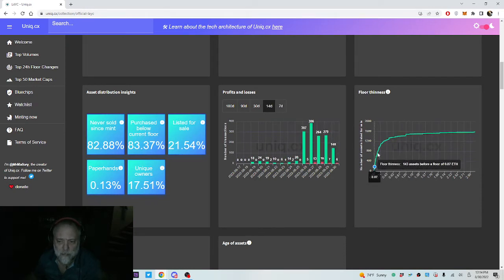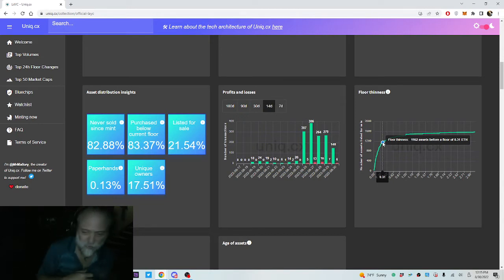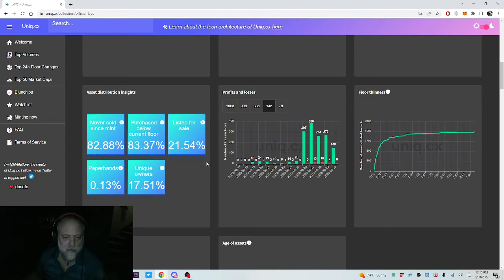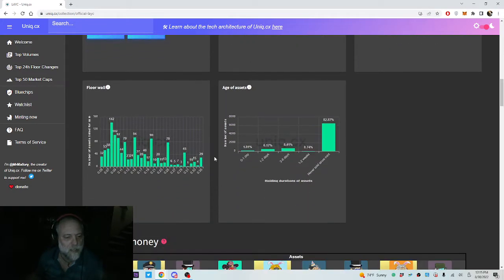Floor thinness, this can be really good if you want to know where to list any of your NFTs. You can see just how many are at certain price points. Like right here, if you go up here, there's 1,162 before a floor price of 0.31. So what, one out of every seven right now is listed below 0.31. So still got a lot of room to go. And a lot of people are still trying to flip and find the ones that they want to keep.